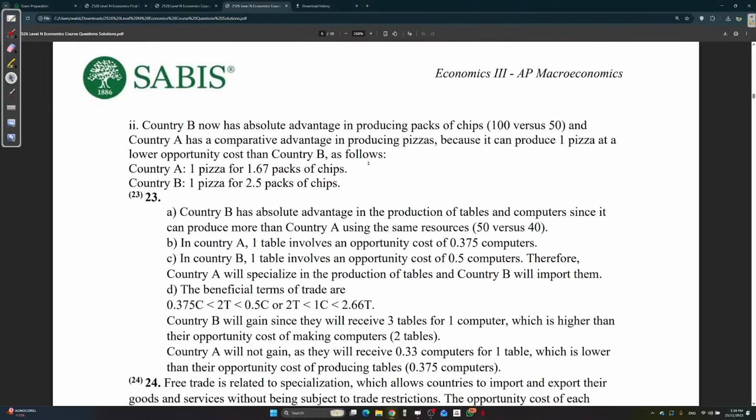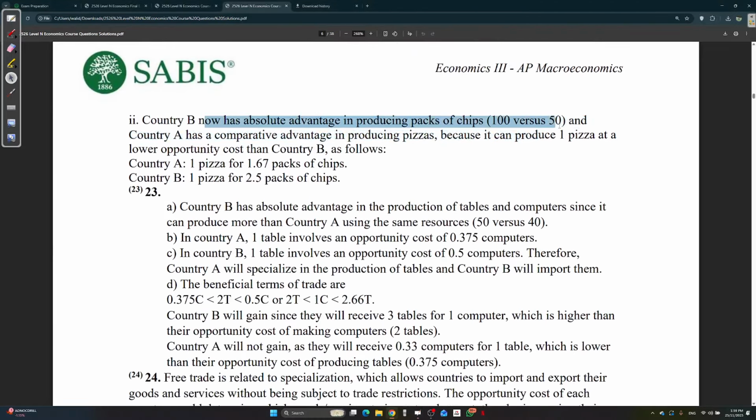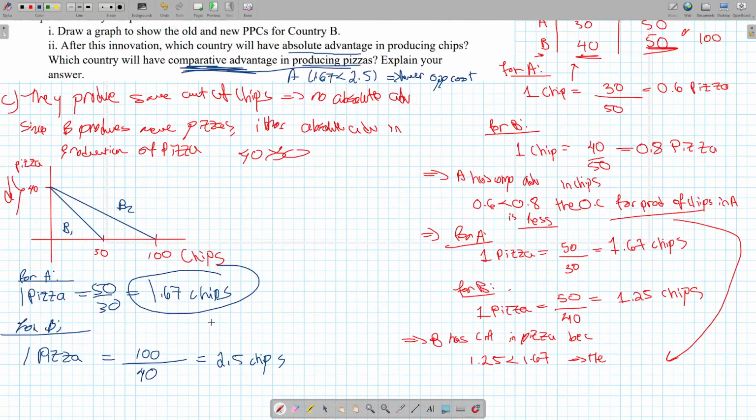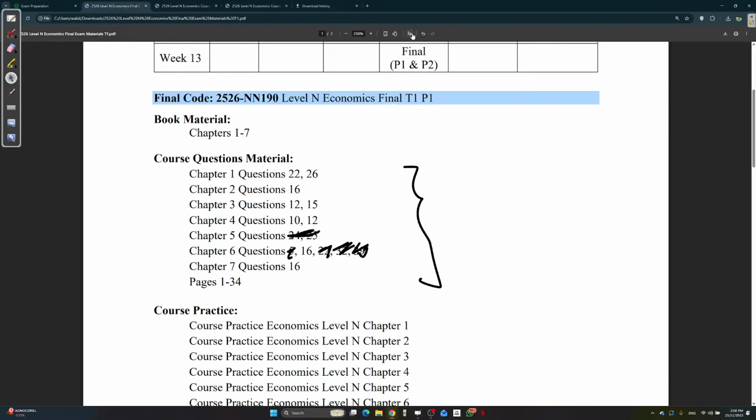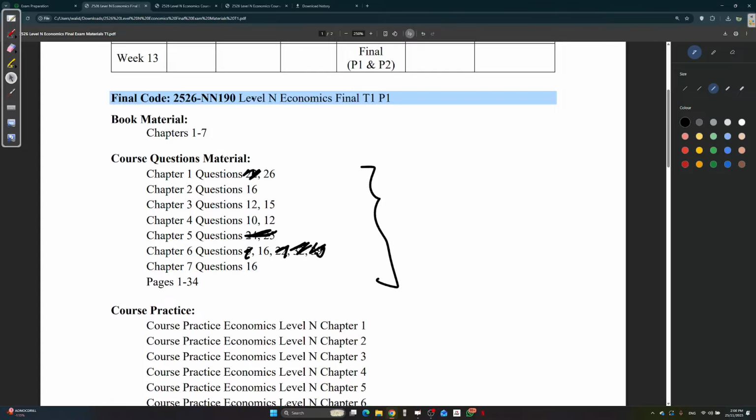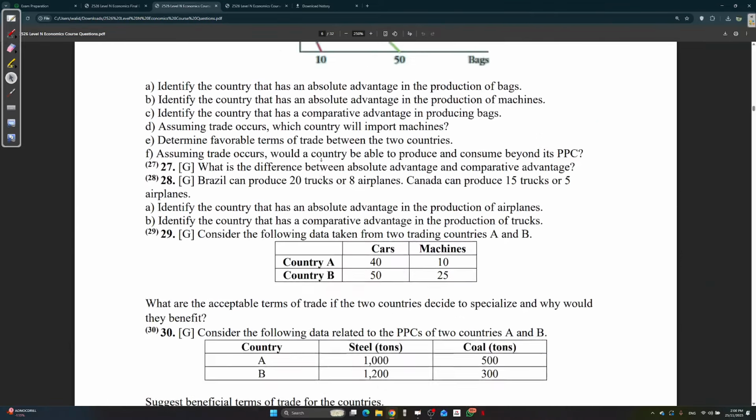Let's see the answer. What did they say? Country B now has absolute advantage, we said this, and country A has comparative advantage in pizzas because it can produce one pizza at lower opportunity cost, and these are the opportunity costs that we calculated, the 1.67 and the 2.5. Right? Okay, very easy. Let's cross out question 22. On to the next one. Now 26. Inshallah it's something chill.